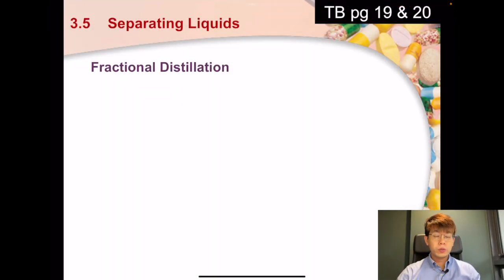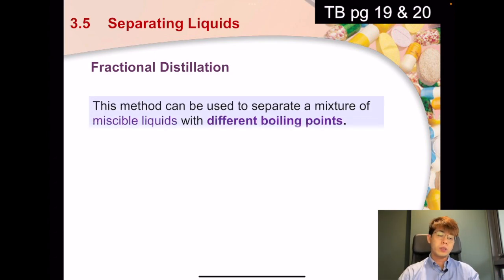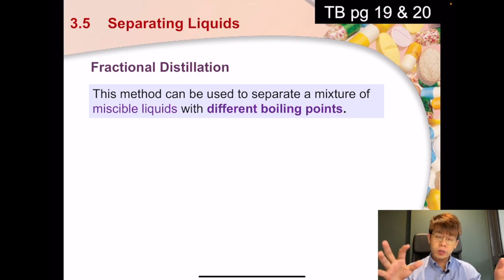Hello, so we are going to learn about fractional distillation. We just watched a video on simple distillation. So what's the difference between fractional distillation and simple distillation? In fractional distillation, we are actually separating a mixture of two liquids, and these two liquids can mix.